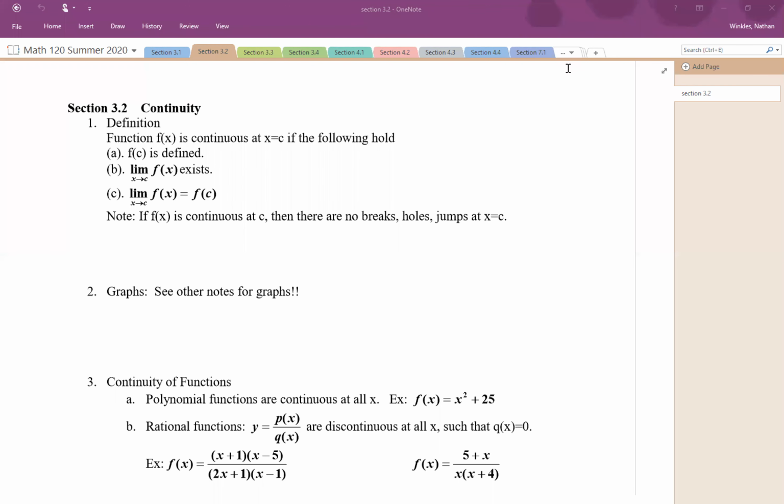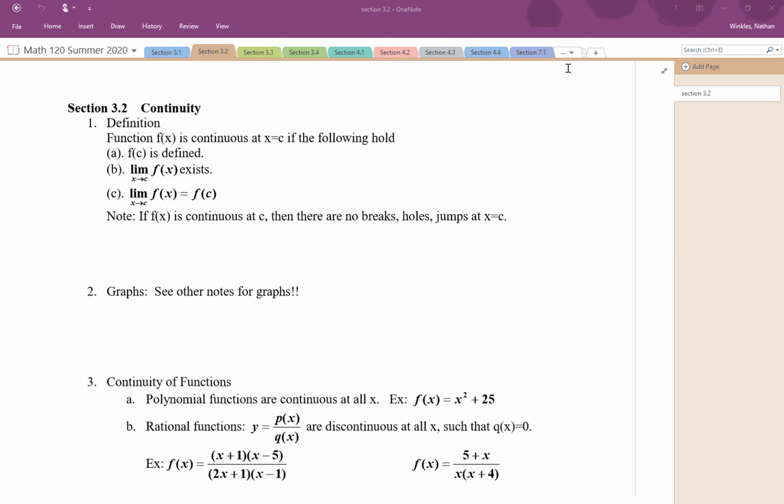All right, so in this lesson, section 3.2 is on continuity. Basically, what we're trying to figure out is: is our function continuous? Is there a way to determine if the function is continuous or not? If our function is continuous, it opens up a whole lot of new things that we can do and can conclude just by knowing if it's continuous or not.